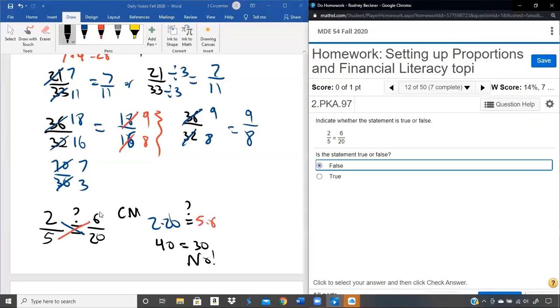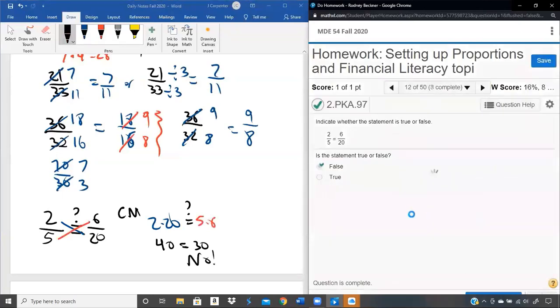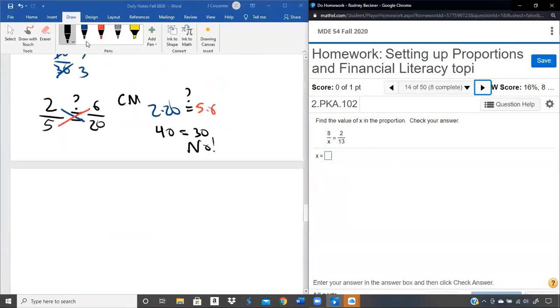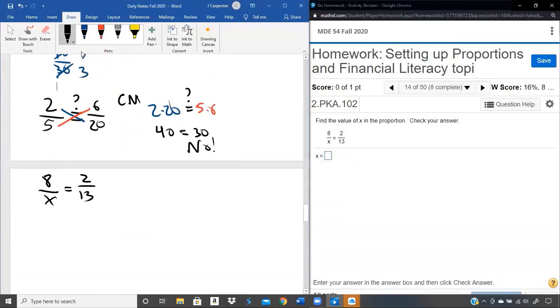If you reduce the right-hand side, 2 will go into both of those. You'll end up with 3/10. 3/10 is not 2/5. So that also says false. I'm not going to do a bunch of these. Cross multiply. We will do one where we actually solve, in case you just need to see that one more time outside of regular class.